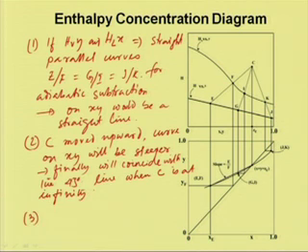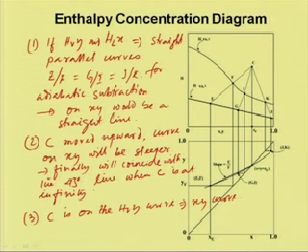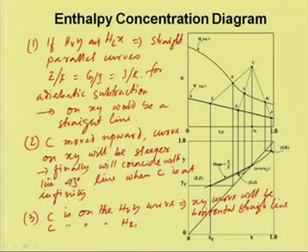And third point, we can see if C is on the HVY curve, then the xy curve will be a horizontal straight line, and if C is on the HLX curve, then the XY curve will be a vertical straight line.